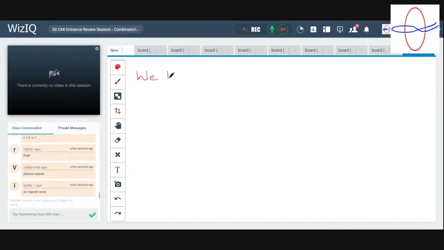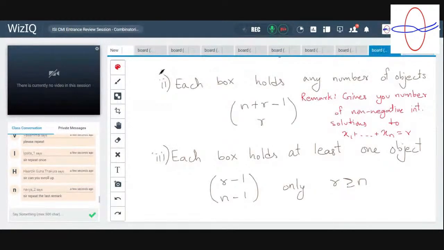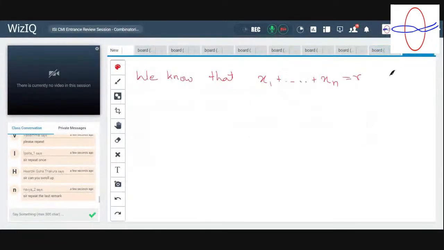So we know. So I'll go to this previous board once after I do this. Okay, Hardik. So we know that x1 till xn is equal to r. So from this board, this formula, I know that it has n plus r minus 1 choose r non-negative integer solutions. Non-negative is the keyword.